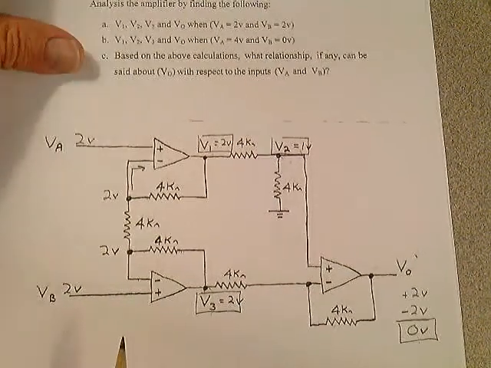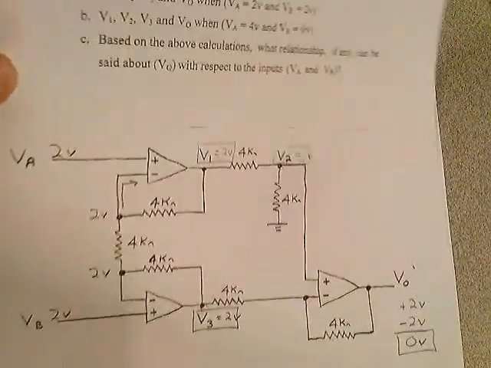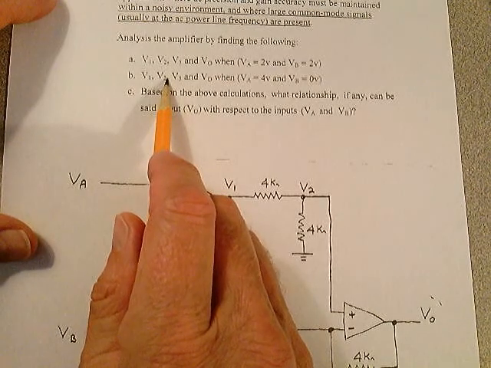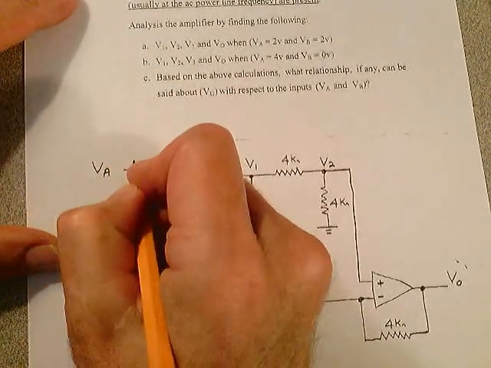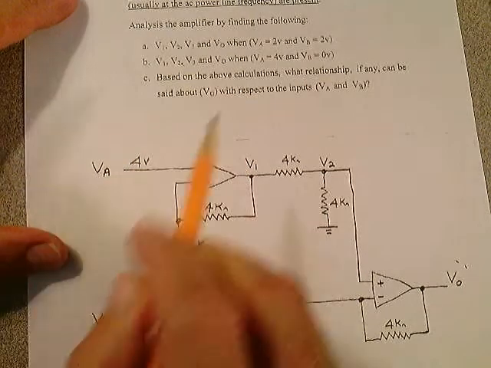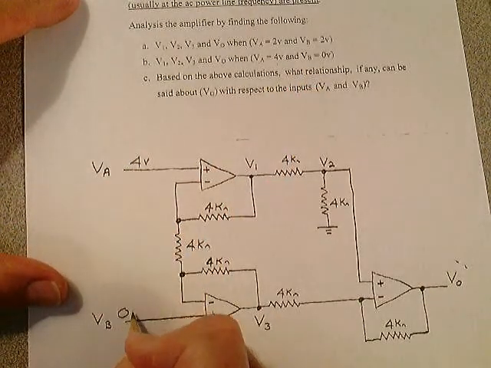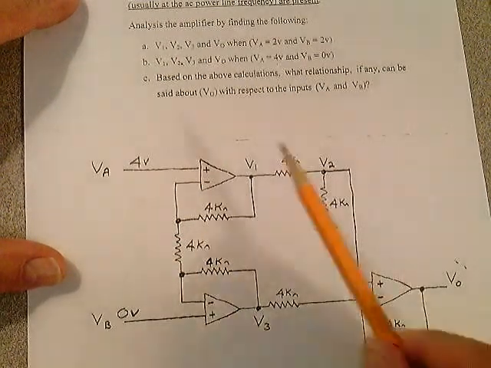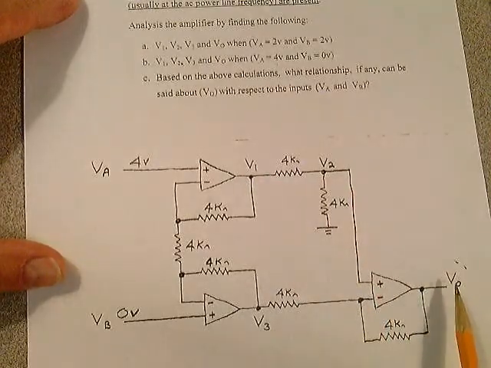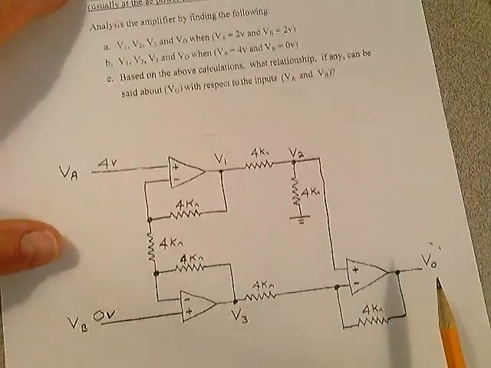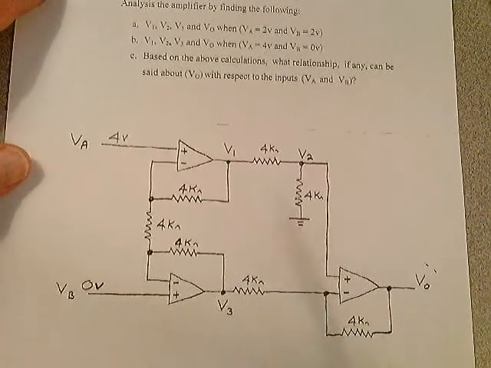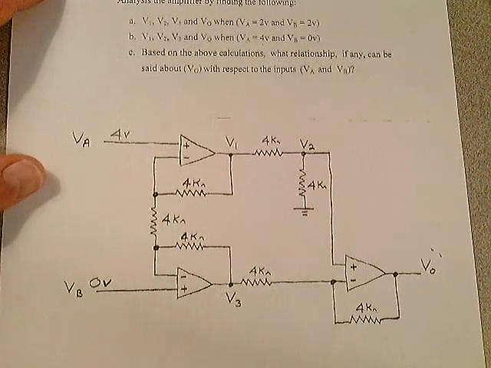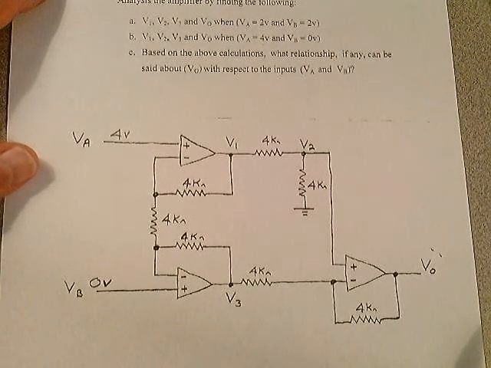What I'd like you to do is I'd like you to do B on your own now. Keep it in mind that VA is going to be 4 volts. VB is going to be 0 volts. And I want you to take your time and go through and see if you can find V1, V2, V3, and V out for this circuit. Stop the video and just try that for a minute, and then you can turn it back on and let me analyze it for you and see if you can follow along.